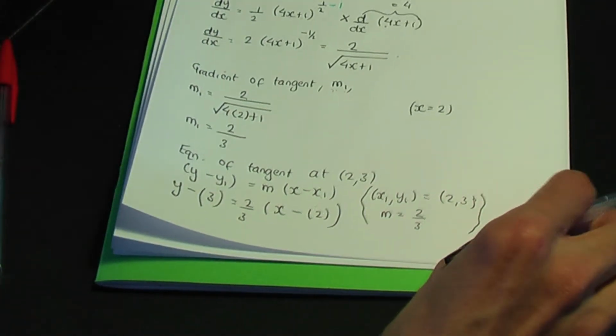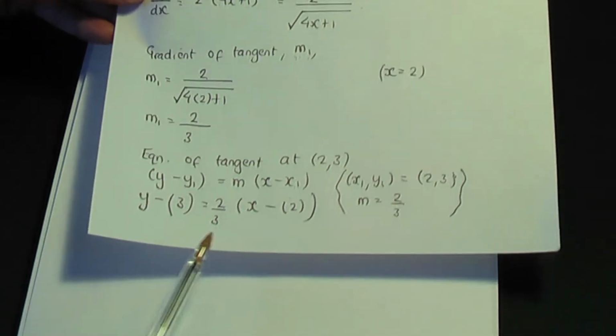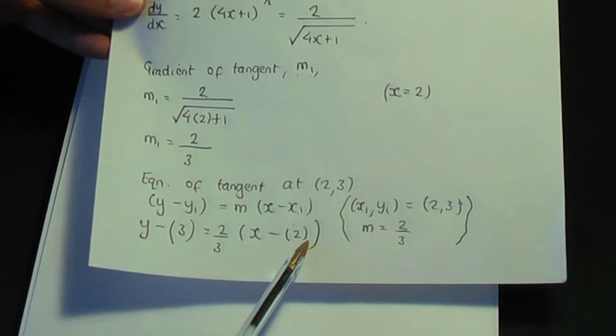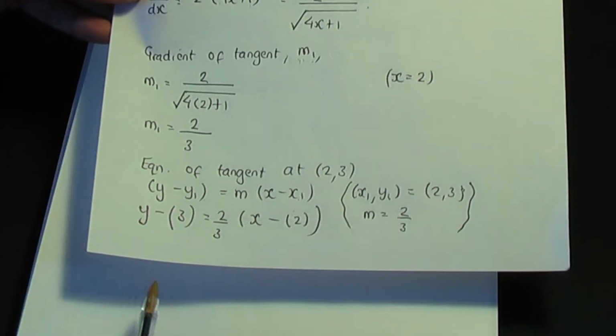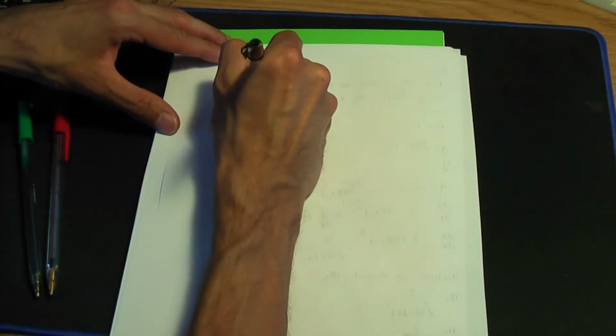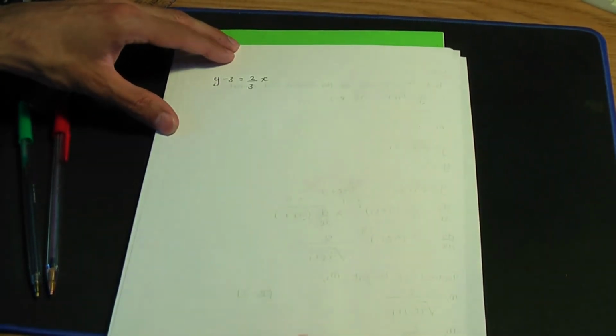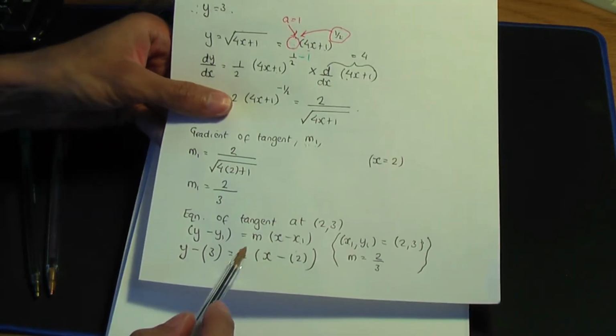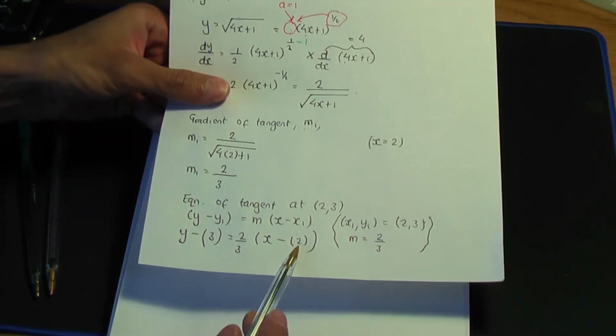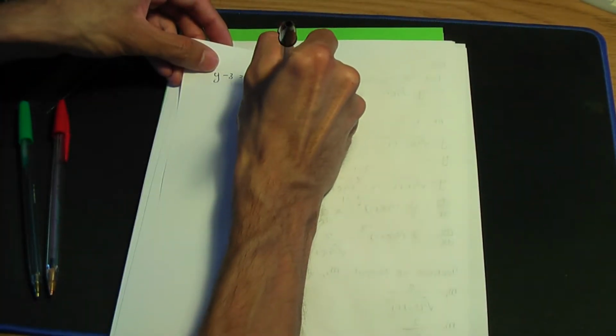So let me continue on the reverse. So on the left hand side I have y minus 3, and that is equal to, so let's look at this to remind ourselves. So if I expand the right hand side, 2 over 3 times x is 2 over 3x. Let's make a note of that. So 2 over 3x. And also 2 over 3 times minus 2, that's minus 4 over 3. So minus 4 over 3.